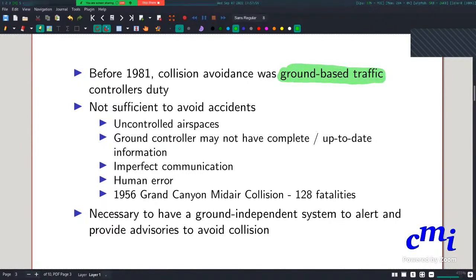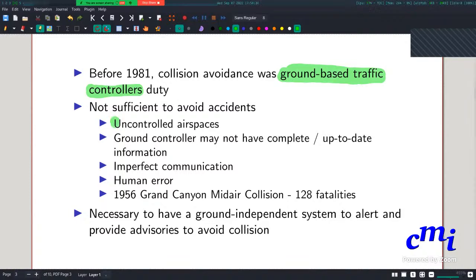The job of ground-based traffic controllers is that they have a radar screen, and on it they can see the position of all of these aircraft. Their job is to monitor this entire screen and check whether any two aircraft are on such a path that they're going to collide after some time. If two aircraft are going to collide, they radio the pilots and ask them to move so that they are no longer on a collision course. This sounds good in theory, but of course, in practice, there are several issues.